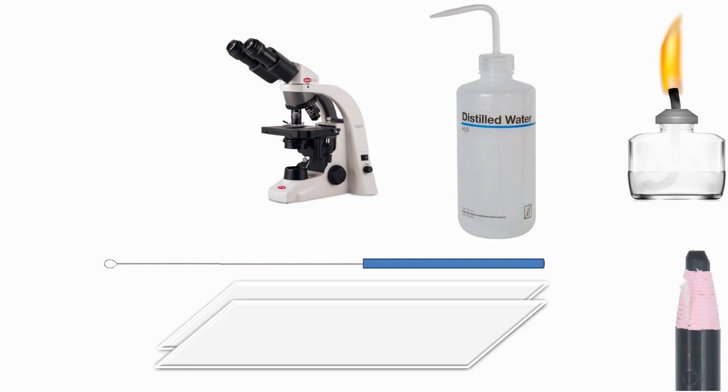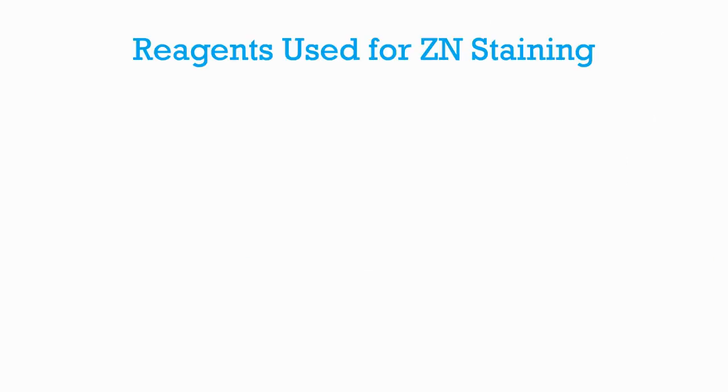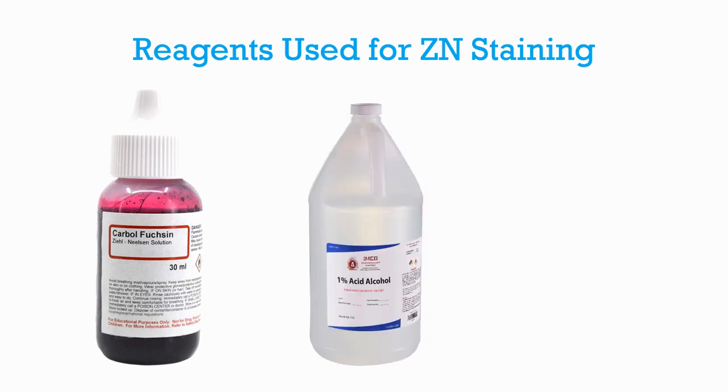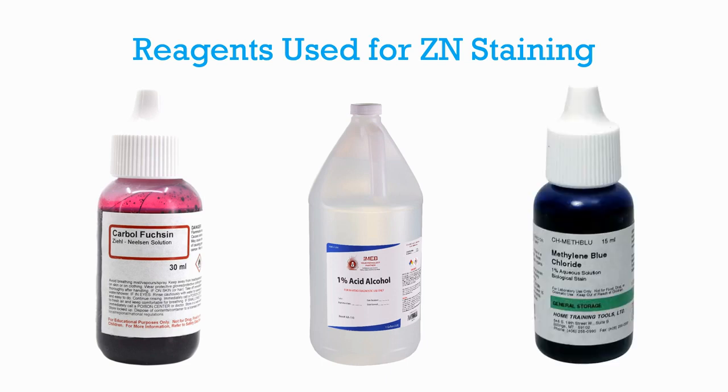The requirements for ZN staining include glass slides, wax pencil, spirit lamp, nichrome loop, distilled water, light microscope, and patient sputum sample. The reagents used for ZN staining are the primary stain, carbolfuchsin, also called the Ziehl Neelsen solution, the decolorizing agent, that is 1% acid alcohol, and the secondary stain or the counterstain, which is 1% methylene blue.